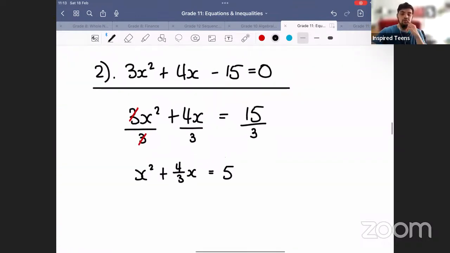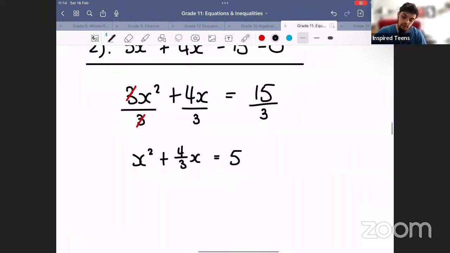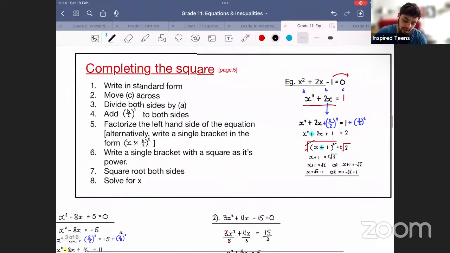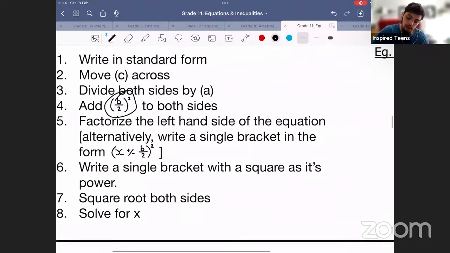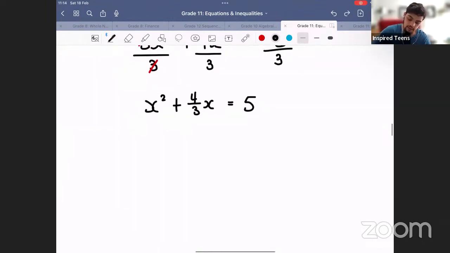Okay, so if you maybe perhaps weren't here last week, I suggest that if you're a bit stuck here, you need to go back and watch last week's video where we discussed it from the start. Okay, so now we divided everything, both sides by a. Now it says add b over 2 squared to both sides. Okay, so let's do that.